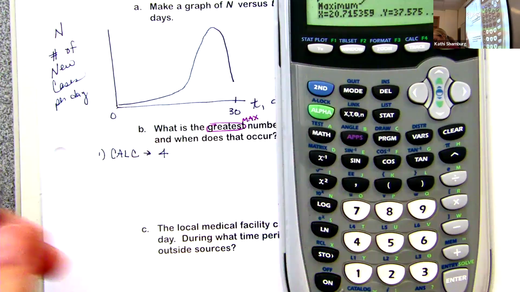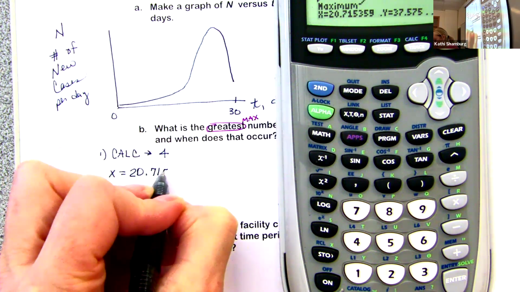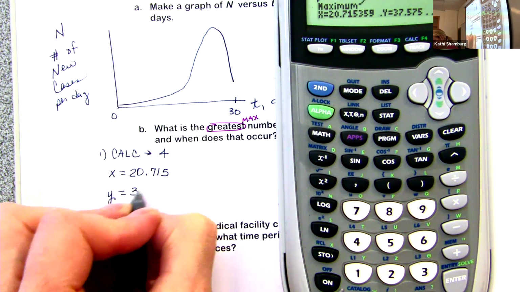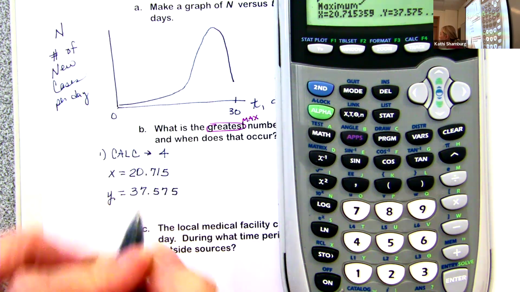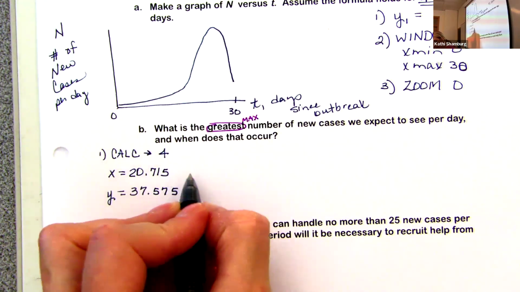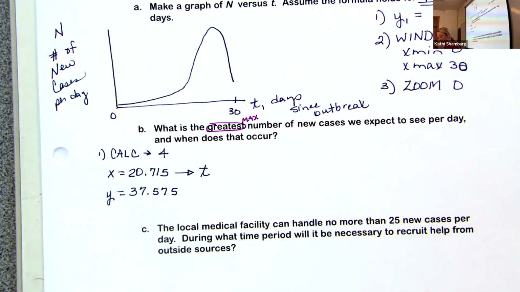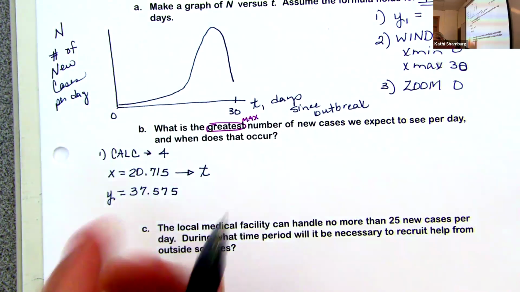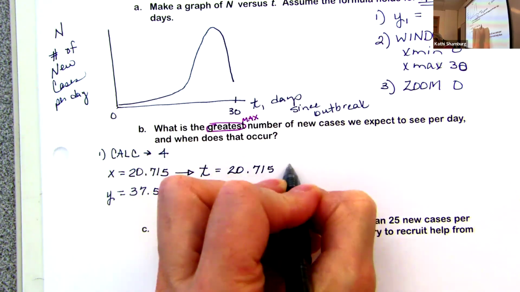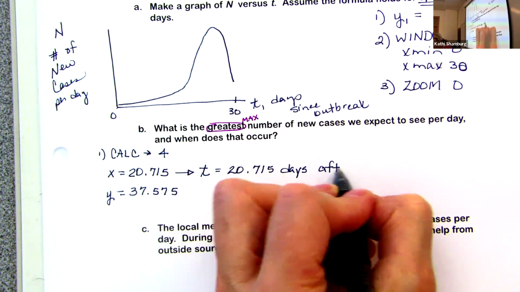So I get x equals 20.715. I'm gonna go out 3 decimal places. And I get y equals 37.575. Is that what you guys are getting and seeing? Okay, so x is my variable, and my variable in this problem is t, because I can look up above where I define that in my ordered pair, and it's days. So I'm going to say t equals 20.715 days after outbreak.